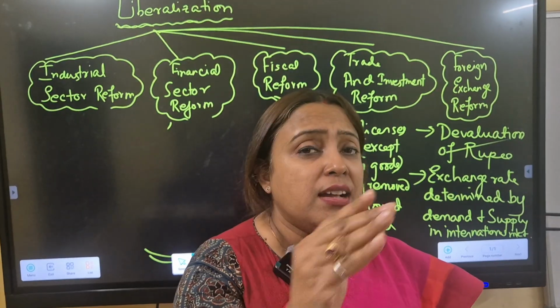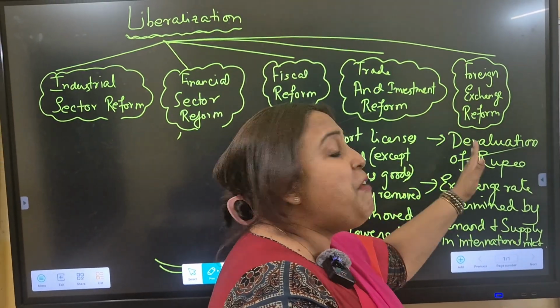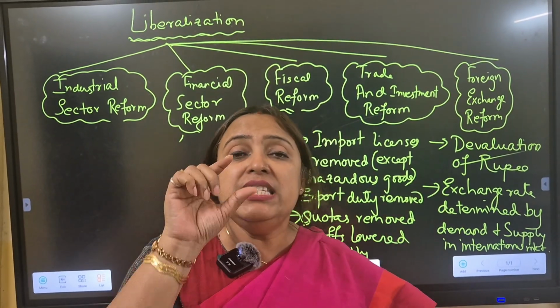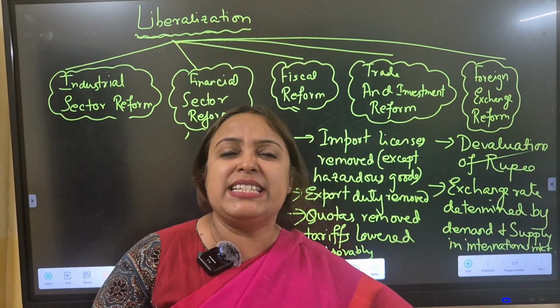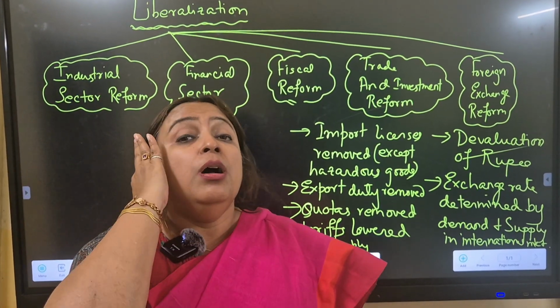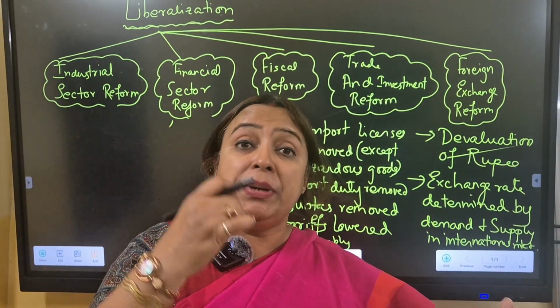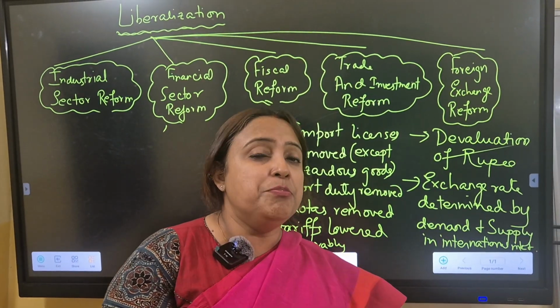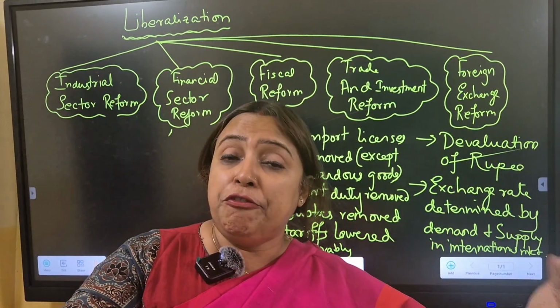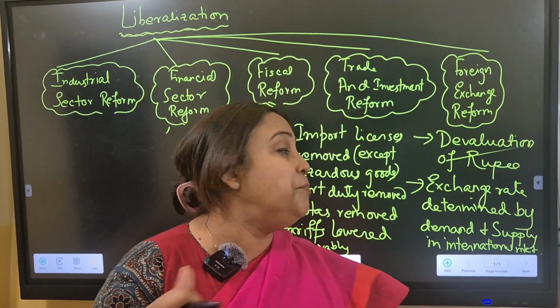Next, the last thing is foreign exchange reform. As a part of this Dunkel प्रस्ताव, devaluation of rupee was done. That means Indian rupee was devalued to a great extent in comparison to US dollars, so that the exports will become cheaper, imports will become more expensive, we will buy less import, and people in the foreign countries will be buying more of Indian products.